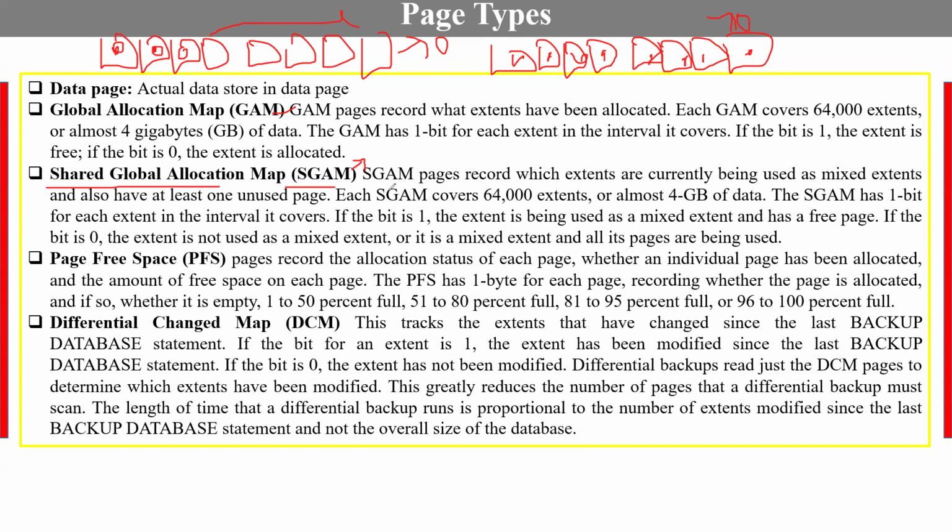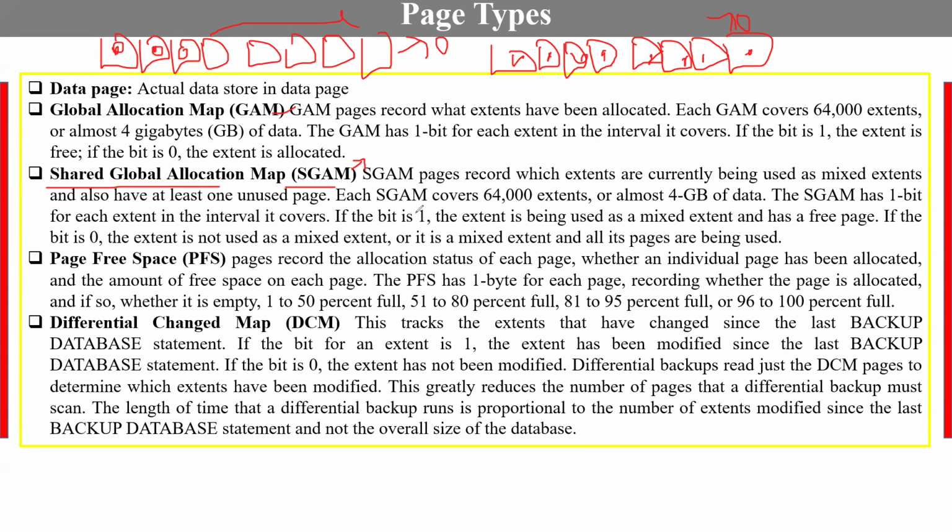GAM contains extent allocation information. SGAM contains extent free space information. That's it, sir. That's the only logic you need to remember. If you tell these two words to the interviewer, definitely they're happy. They're not expecting more. Okay? It will confuse us a lot otherwise. GAM allocating, SGAM free space. Extent free space information will be captured by SGAM.